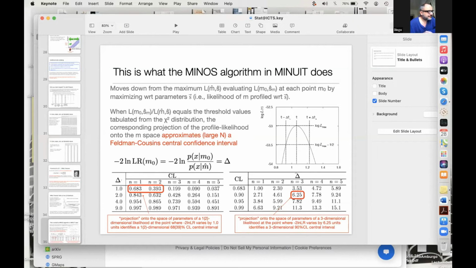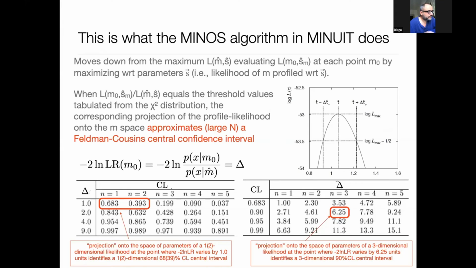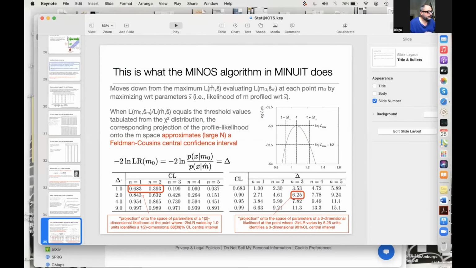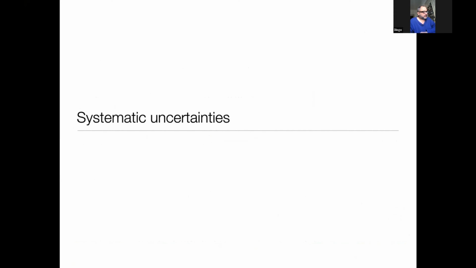Okay. All right. Thank you. So let me go quickly to another important concept. So far we have been talking about statistical uncertainties, the uncertainties that are associated with the fact that I only observe a subset of the data from the parent distribution.